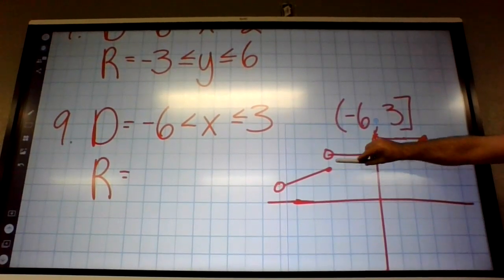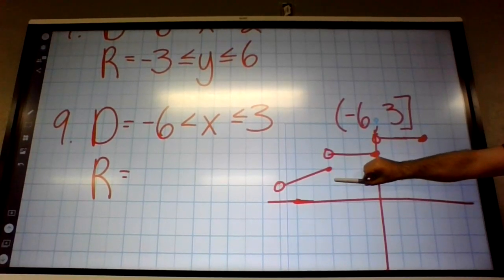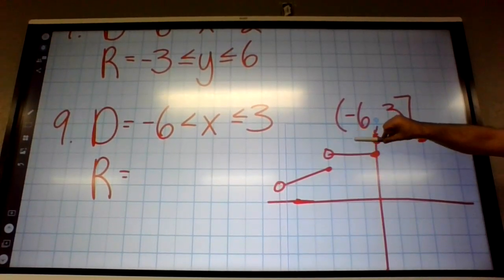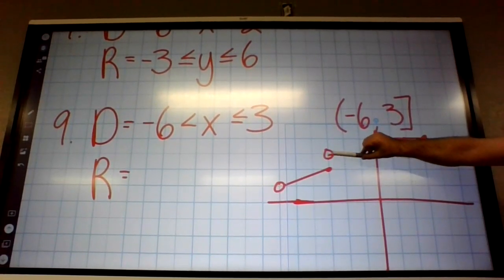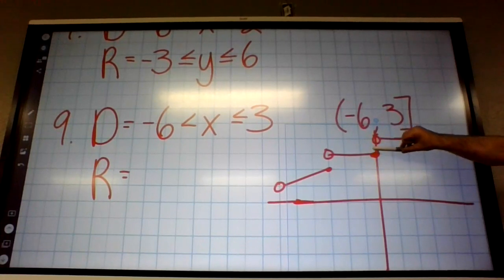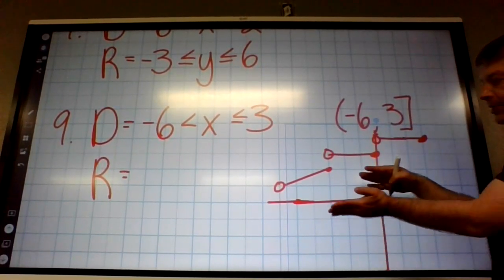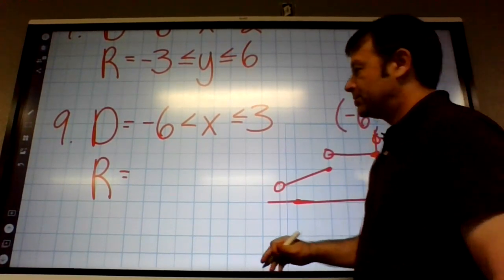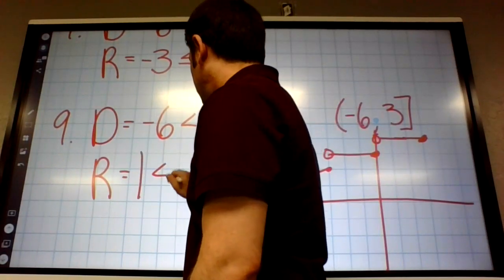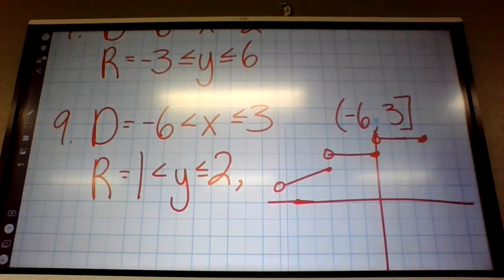Going from here up, are all the y values filled in? So I can't just say y is from 1 to 4, because not all those y values are included. From 2 to 3, those y values are not included, and from 3 to 4, there's nothing in there. So I have to say the y values from 1 to 2, those are all filled in, right? So the y values from 1 to 2 are filled in. That's part of the answer.